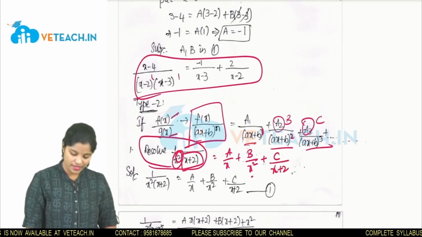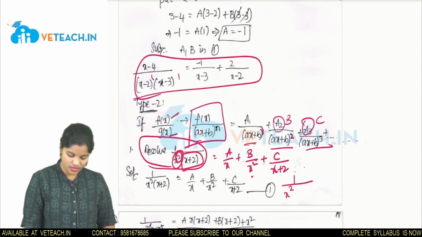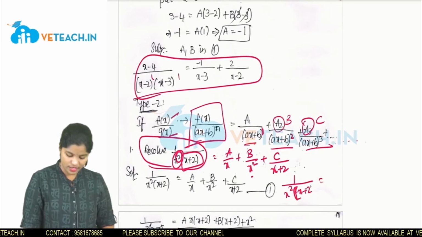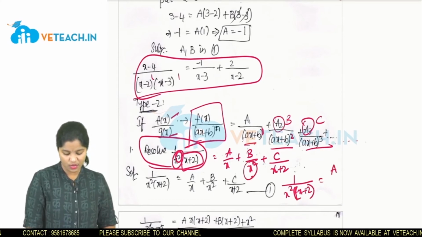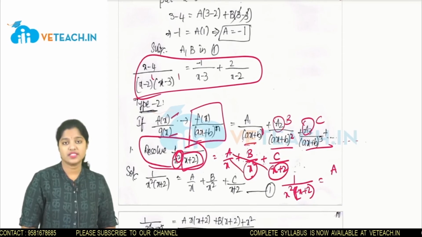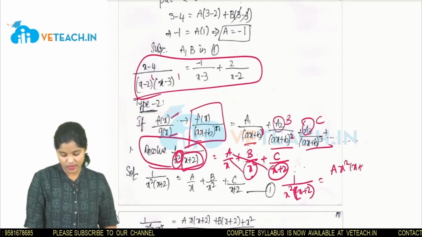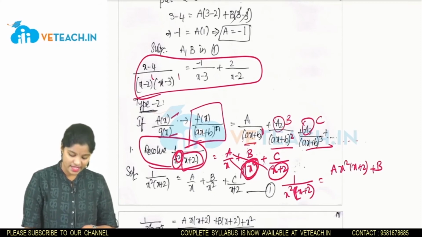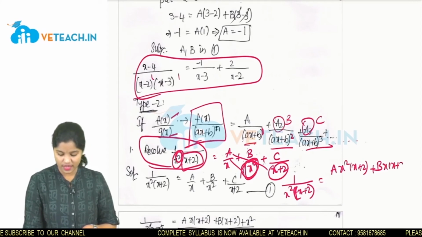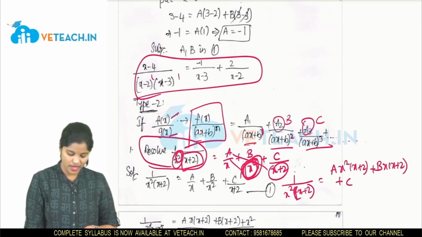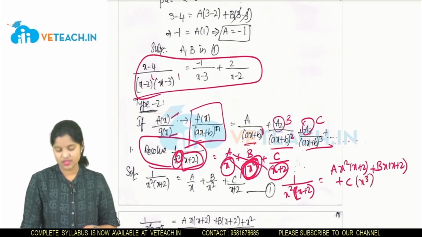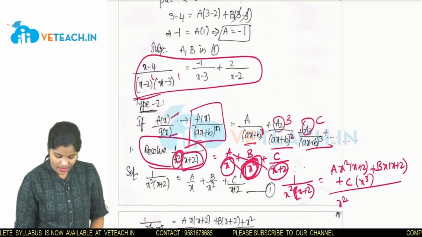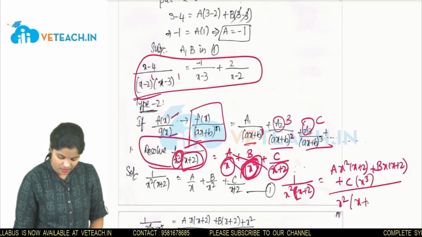Okay. Now take LCM. 1 by x square into x plus 2 is equal to a by x plus b by x square plus c by x plus 2. Cross multiply all the opposite terms. That is a into x square into x plus 2 plus b into other terms which does not have it in the denominator, x into x plus 2, plus c into x square into x, that is x cube.